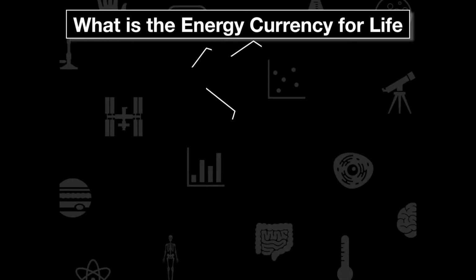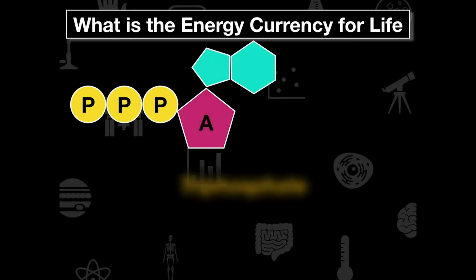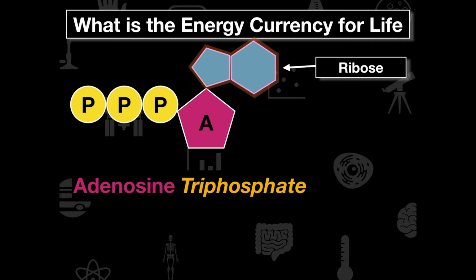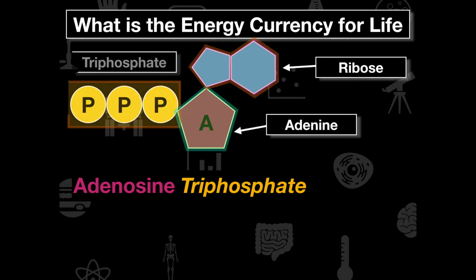So what is the energy currency for life? Well, the energy currency for life is adenosine triphosphate, and it's going to consist of a few parts. We're going to have the ribose, the adenine, and then our triphosphate grouping at the end. We call that triphosphate because of the three phosphates present on this molecule.